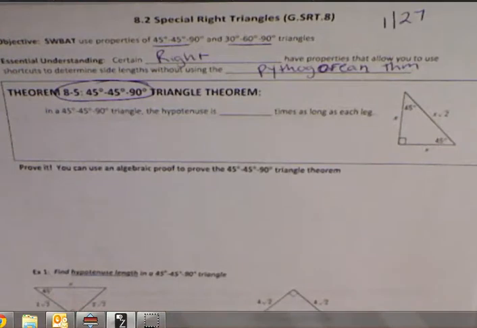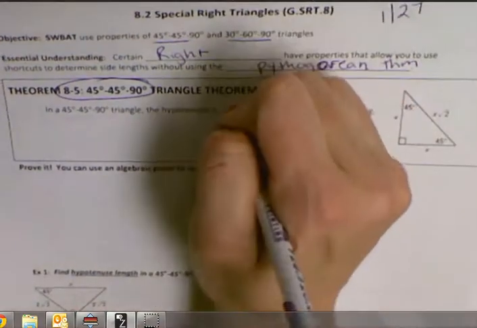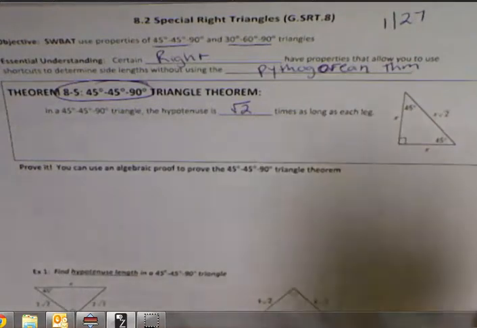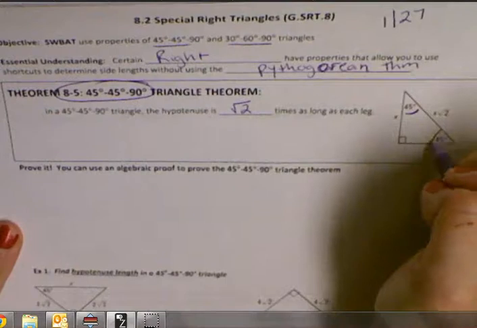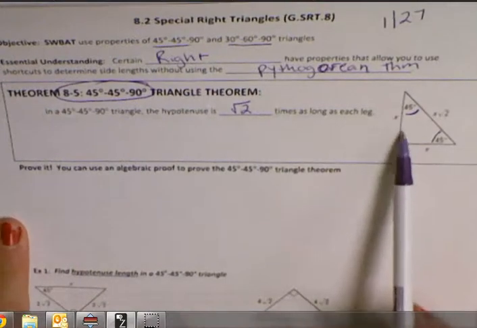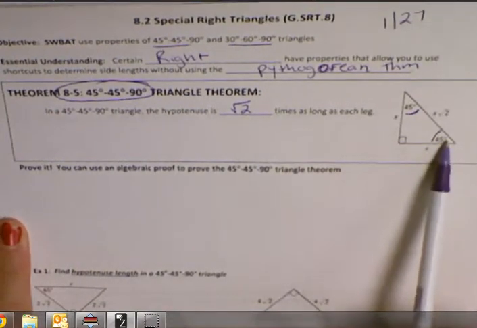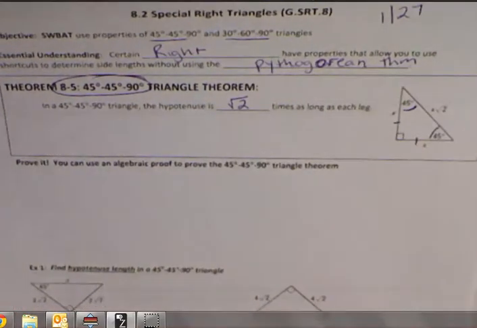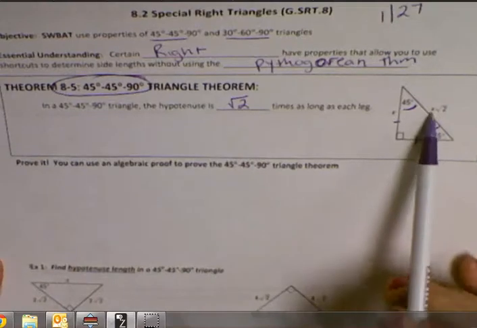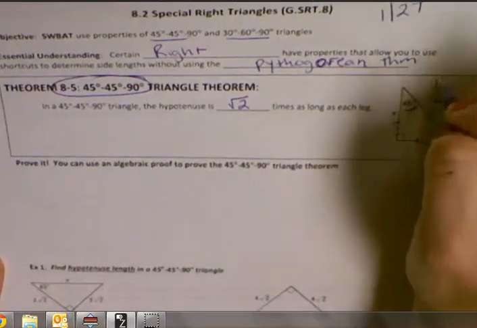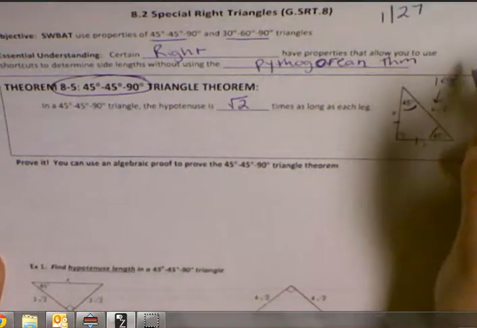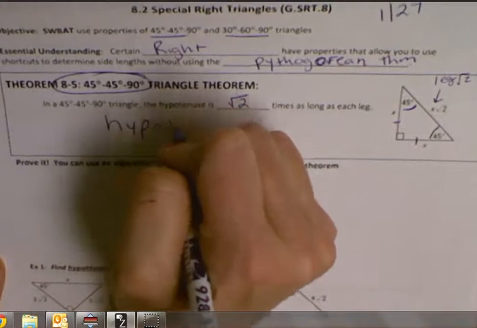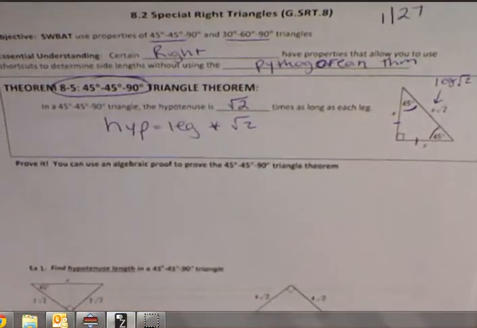So in a 45-45-90 triangle, the hypotenuse is rad 2 times as long as each leg. If it's 45-45-90, we know it's an isosceles right triangle because these two base angles are congruent. Therefore, the legs in this right triangle are also going to be congruent. So the hypotenuse is the leg, whatever that leg length is, because it's going to be the same on both legs, times rad 2. So our cheat sheet is hypotenuse equals leg times rad 2.